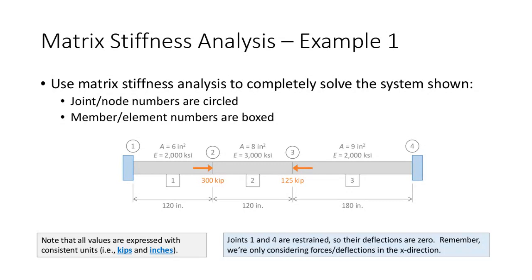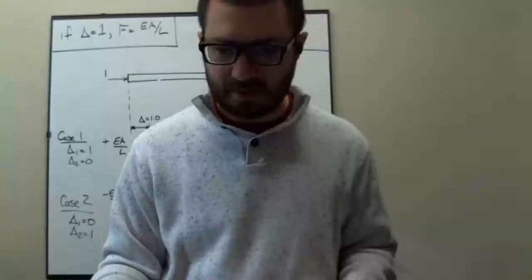And then I've got joints 1 and 4 are restrained, so their deflections are 0. And remember, we're only considering forces and deflections in the x direction. Okay. So let me go to the notebook because I really want to try and knock out some of what we got going on here.